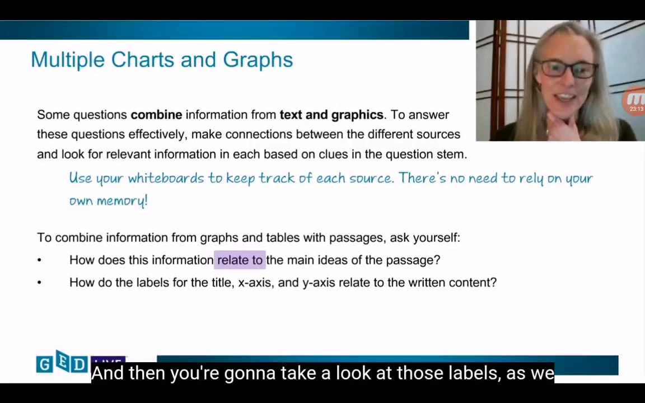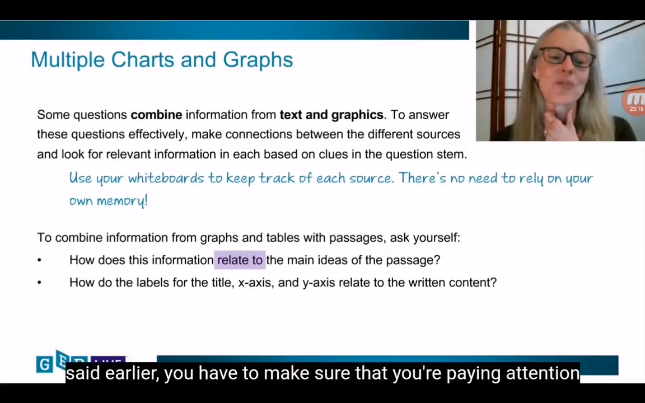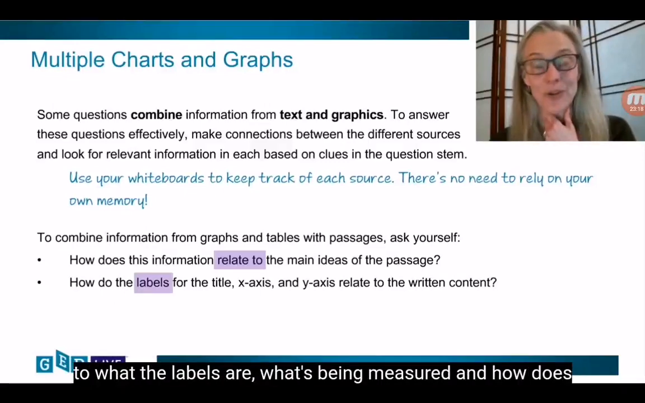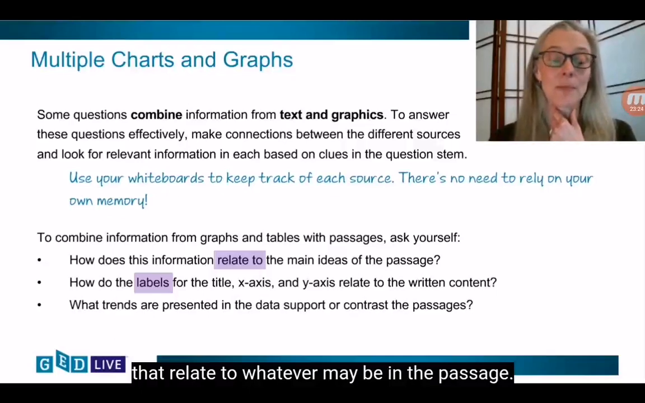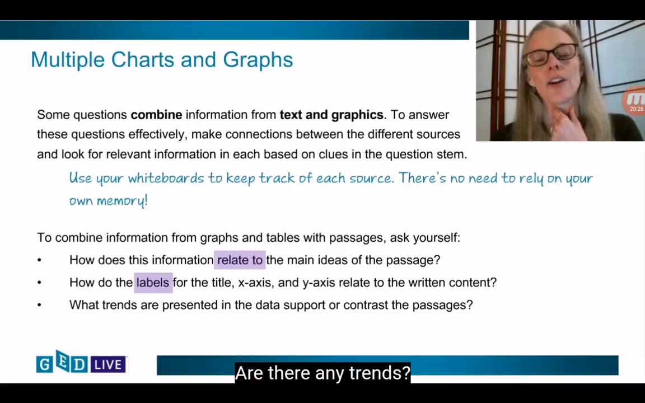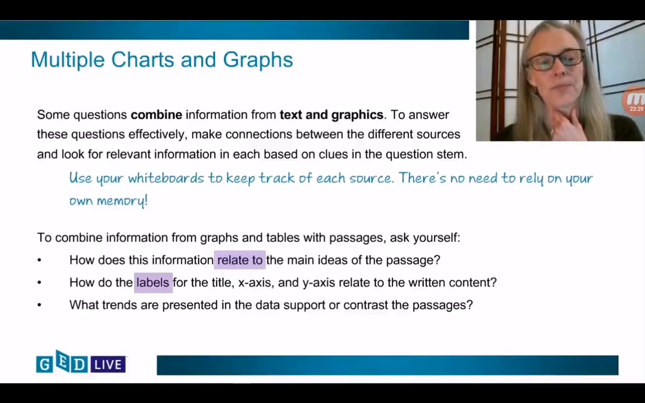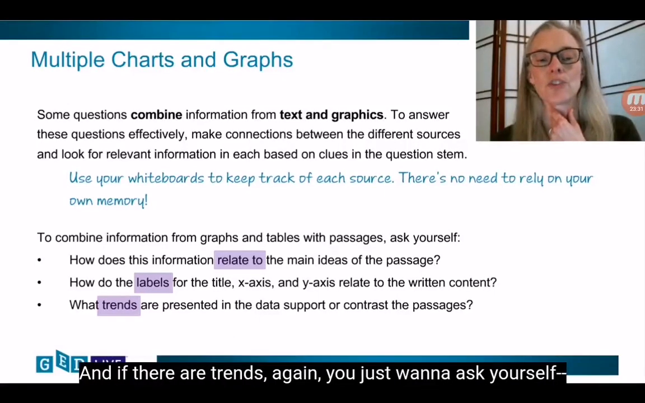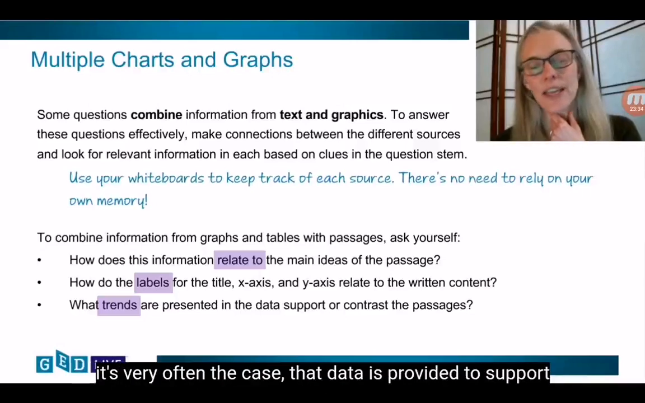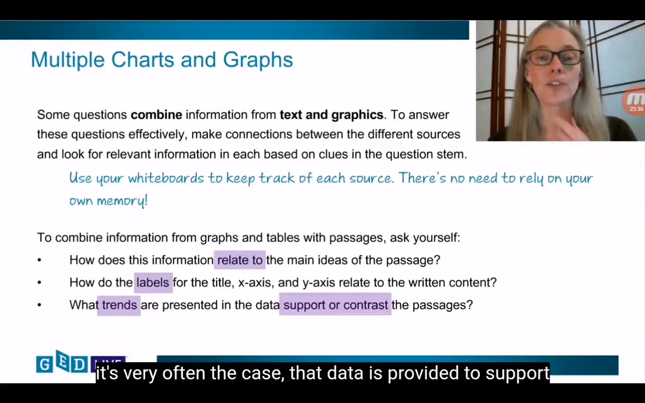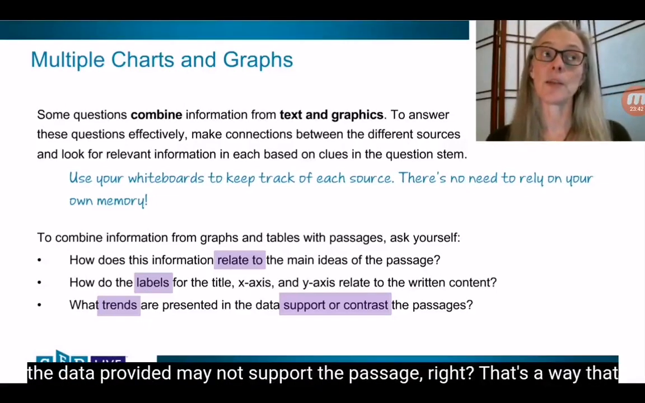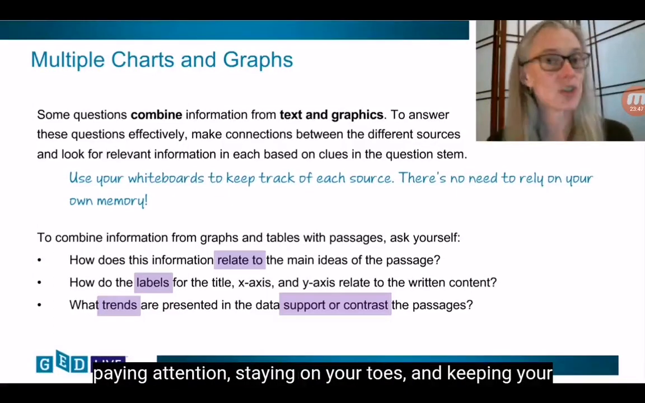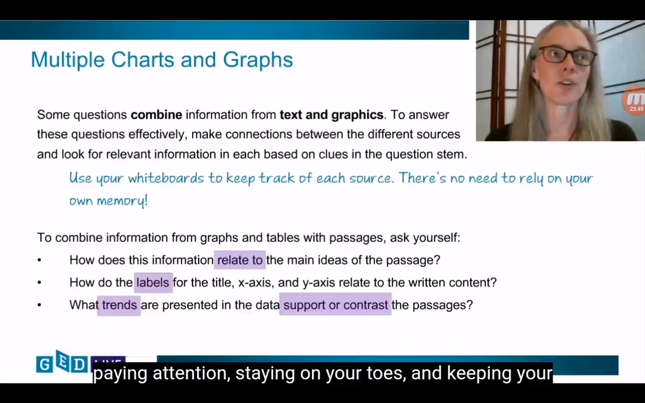And then you're going to take a look at those labels. As we've said earlier, you have to make sure that you're paying attention to what the labels are, what's being measured, and how that relates to whatever may be in the passage. Are there any trends? It's very often the case that data is provided to support a passage. But you want to watch out for a case in which the data provided may not support the passage. That's a way that the test maker can challenge you to make sure that you're paying attention, staying on your toes, and keeping your wits about you.